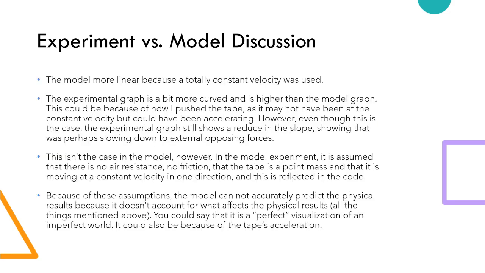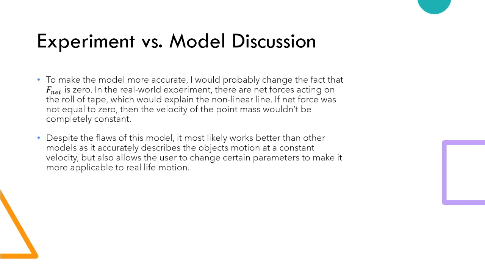The model is linear because constant velocity was used, and it is assumed that there is no air resistance or friction. In the experimental graph, it's a bit more curved because there is air resistance and friction in the real world, and so the model cannot always accurately predict real world situations because it is not accounting for air resistance and friction. To make the model more accurate, I will most likely use an Fnet of 0 because in the real world there are resistive and external forces acting on the roll of tape, and despite the flaws of this model, it accurately represents the movement of the roll of tape with a constant velocity.